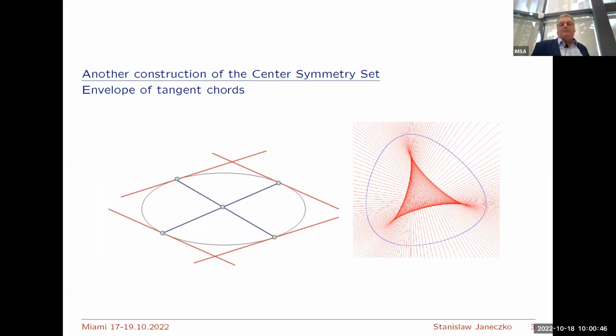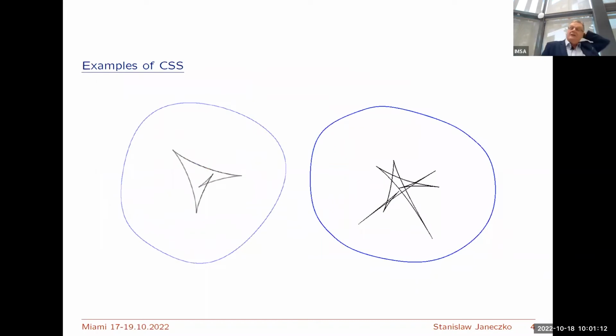It is a relatively new subject, and now it is quite broad. It might be constructed as an envelope of lines, of chords which join the tangent points of these parallel lines. So this is also like that. It's another construction, and these constructions are equivalent.